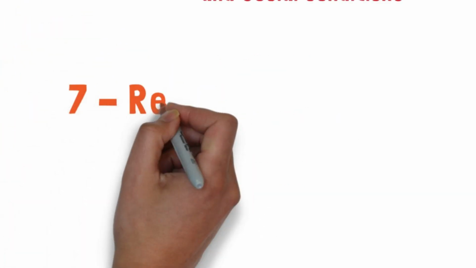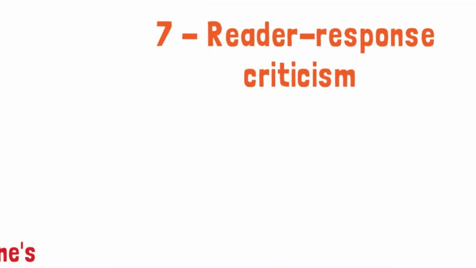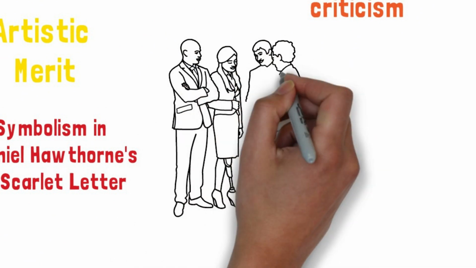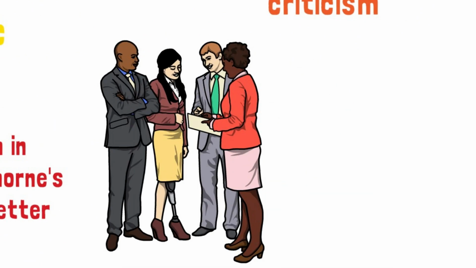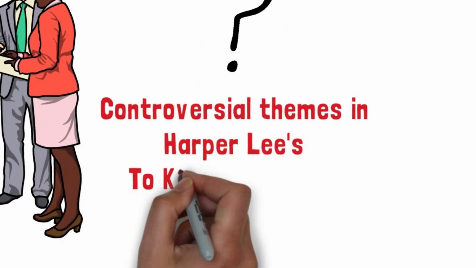Number 7 is reader response criticism. This approach considers the reader's interpretations and reaction to a literary work. For example, analyzing how readers respond to the controversial themes in Harper Lee's To Kill a Mockingbird.